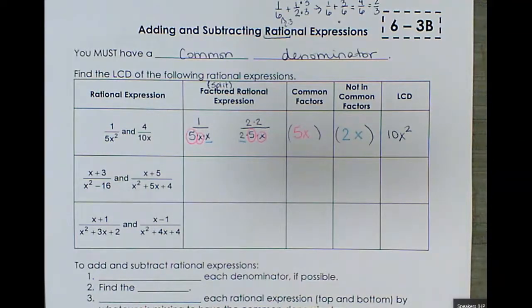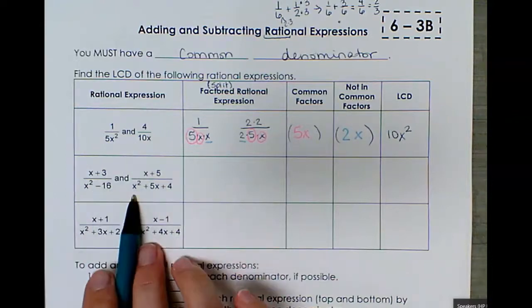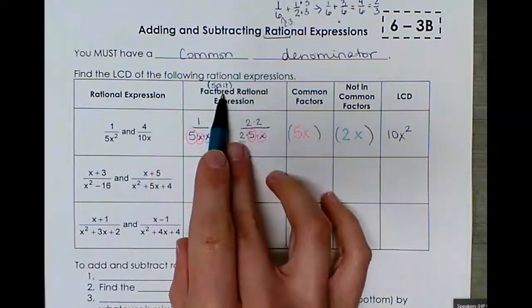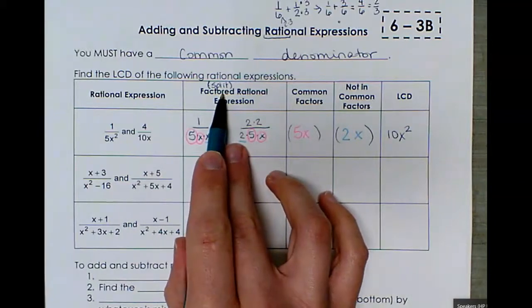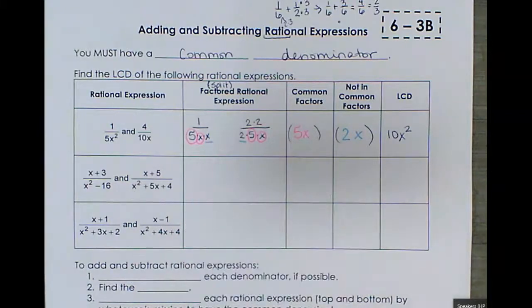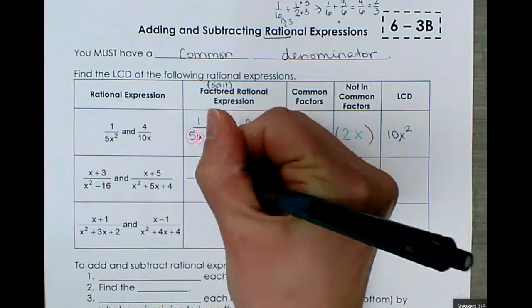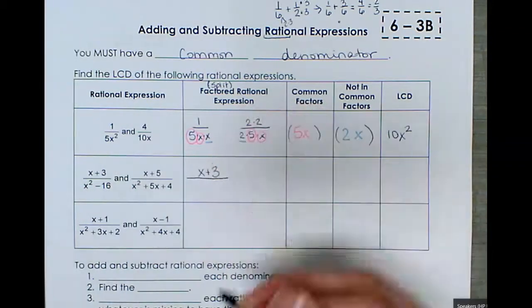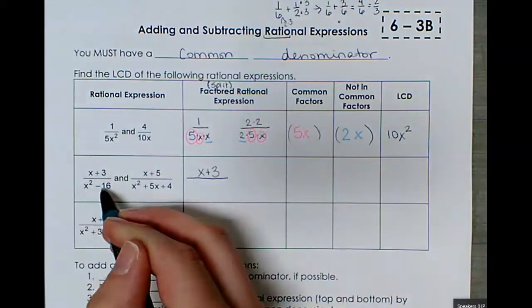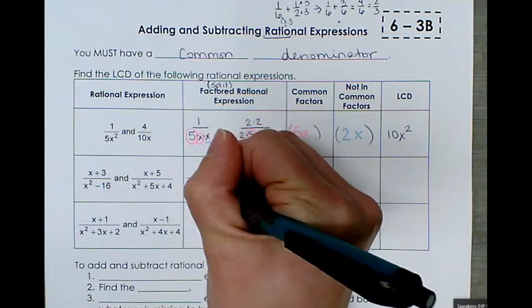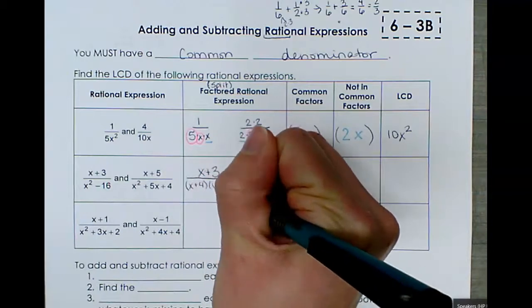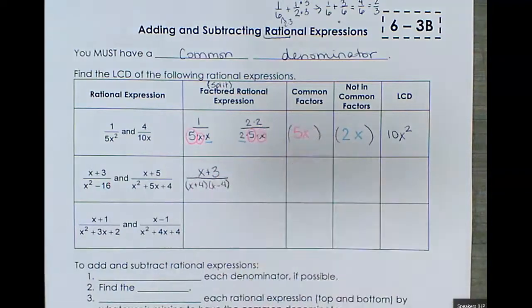Now, when your rational expressions involve polynomials, like in the second example, I do actually need to factor, and you need to be comfortable with factoring mentally. So x plus 3 cannot be factored anymore. It's already linear. X squared minus 16 is the difference of squares, so this is x plus 4 and x minus 4, because the square root of 16 is plus and minus 4.